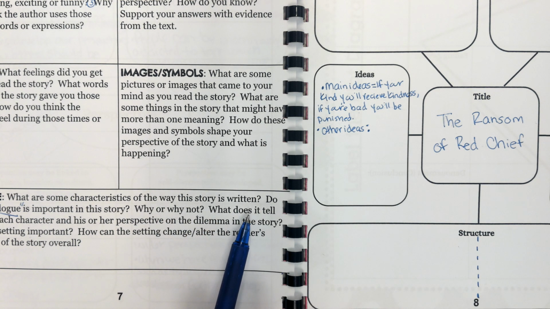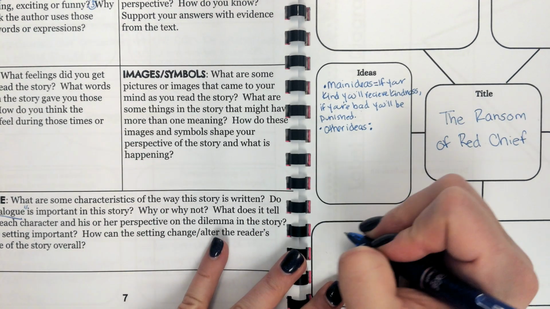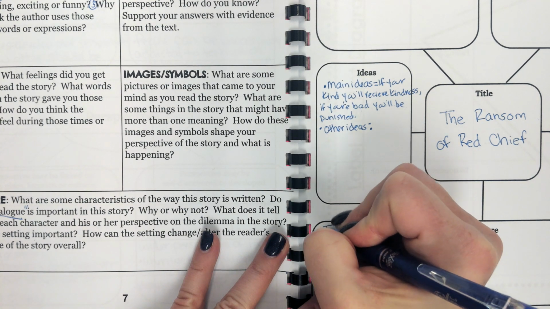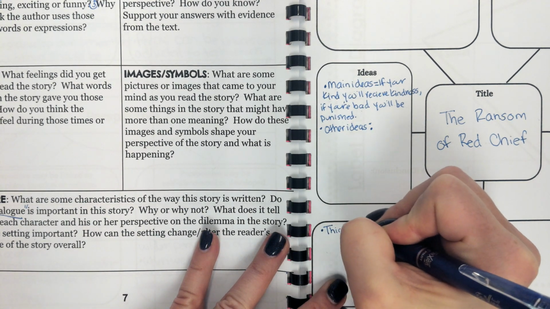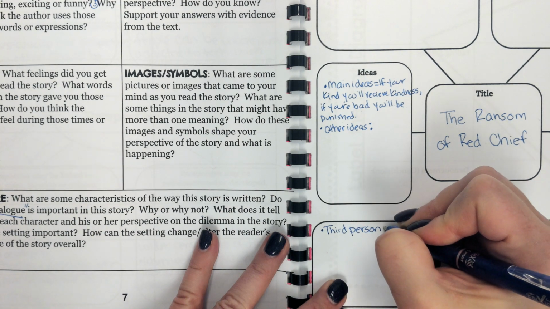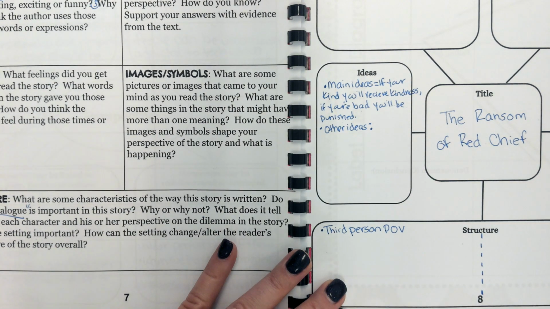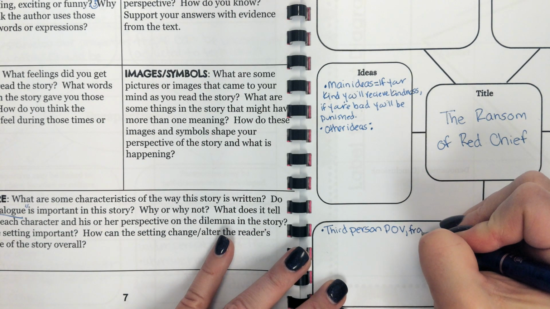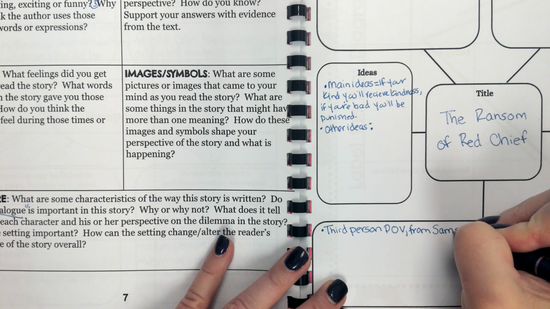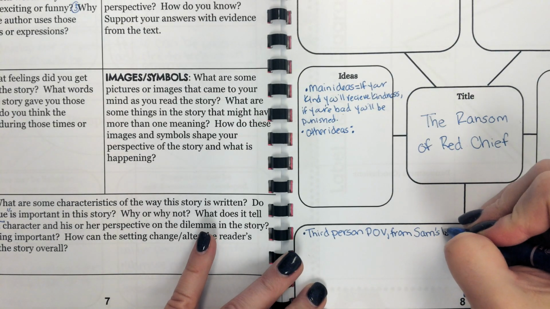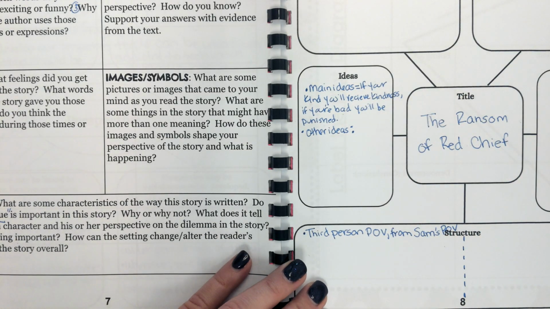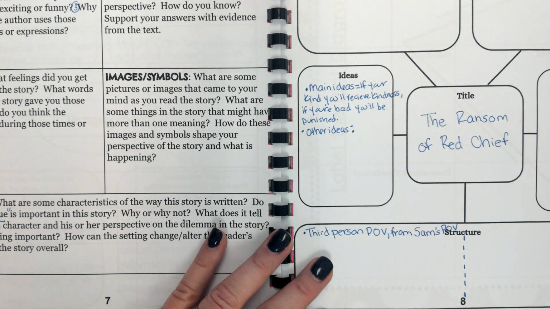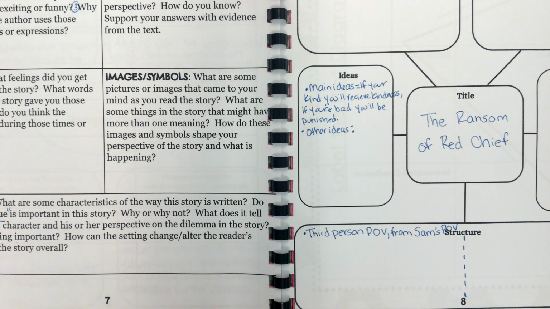Well, I guess you could say this is in third person, right? Third person point of view. I mean, we can just put POV for point of view. And it's Sam's point of view. I'm going to fit this POV right here, everyone. It's from Sam's POV. What are some other characteristics of this story?